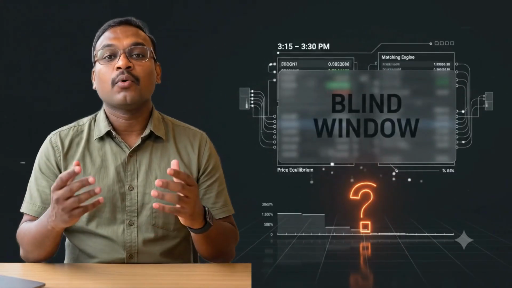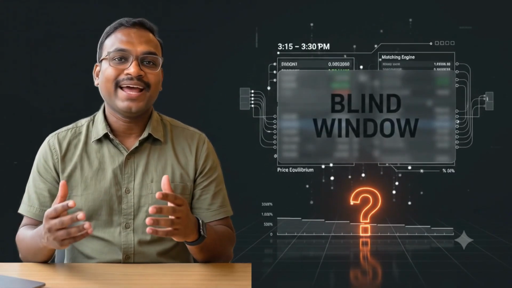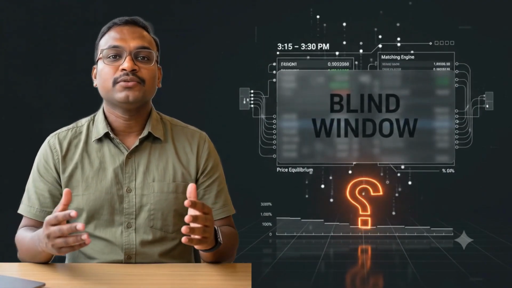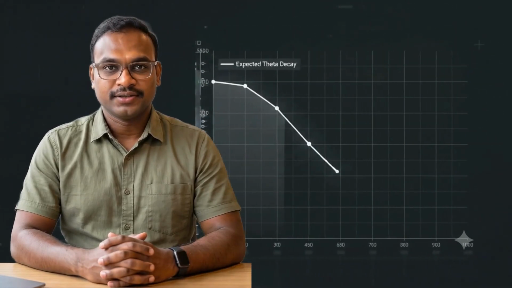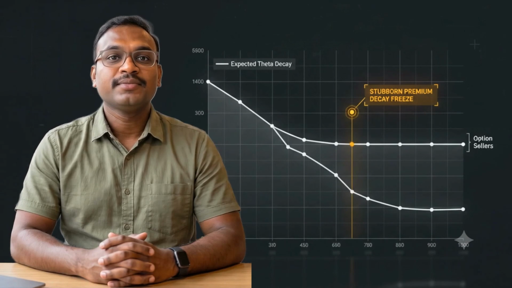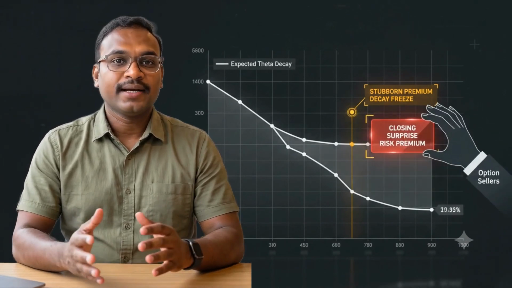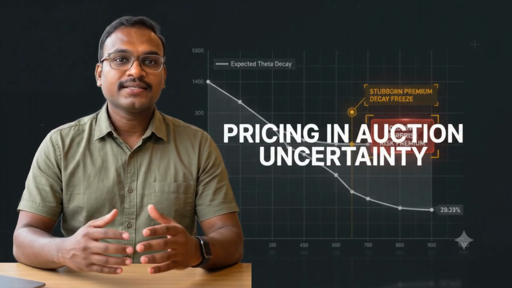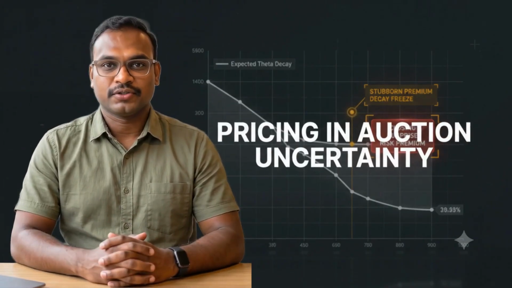That kind of gap matters enormously for option sellers because their whole strategy depends on predictable time decay into a known close. When the final 15 minutes become what one trader online called a blind window, no visibility into where the auction will land, sellers have to price in extra uncertainty, and there's been real discussion of options showing less premium decay than usual heading into expiry, since the market is now pricing in the risk of a closing auction surprise.